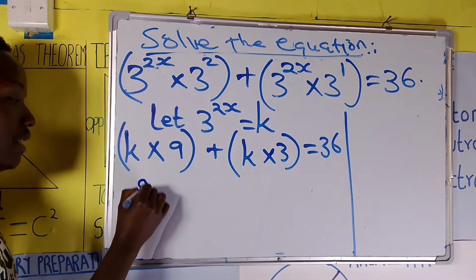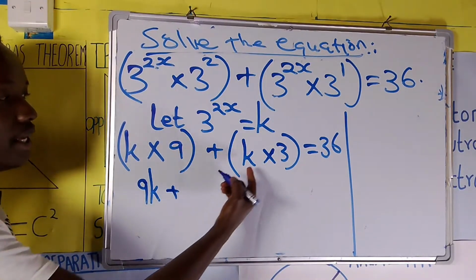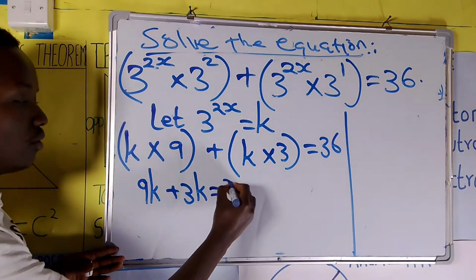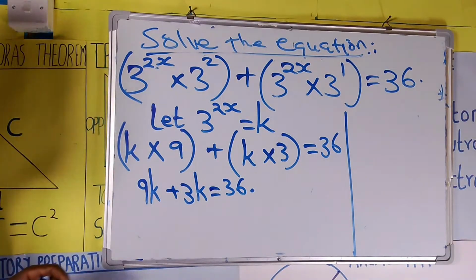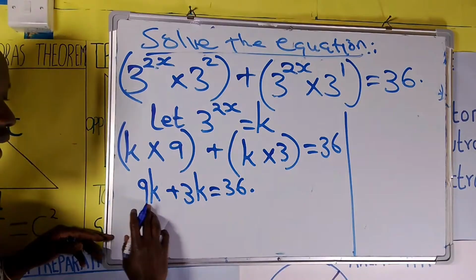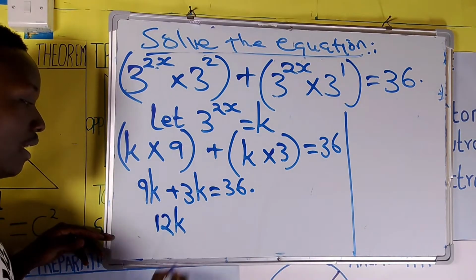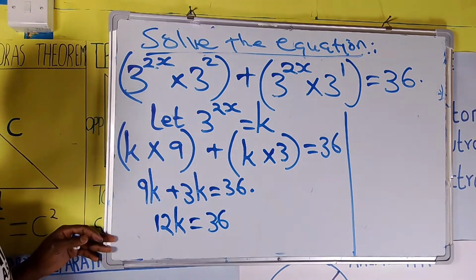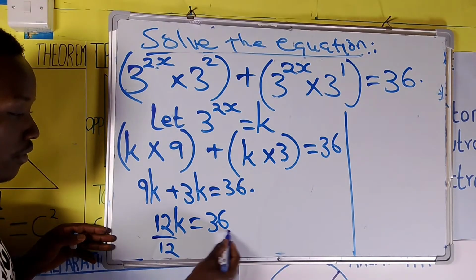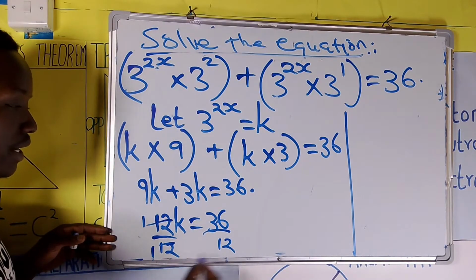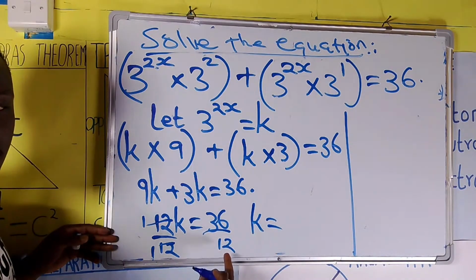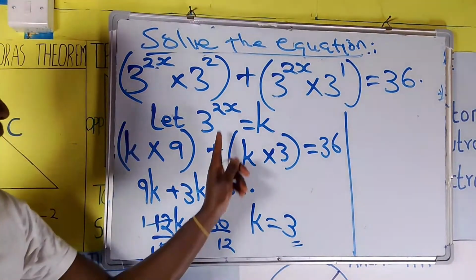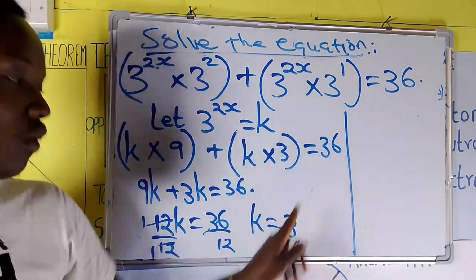Then tuendelee kusolve. K times 9 is 9k plus k times 3 is 3k, which is equal to 36. So 9k plus 3k is 12k, which is equal to 36. For us to get k, we will now divide both sides by 12, and once we simplify, we will get our k as 36 divided by 12 is 3. So we created a problem to solve a problem.